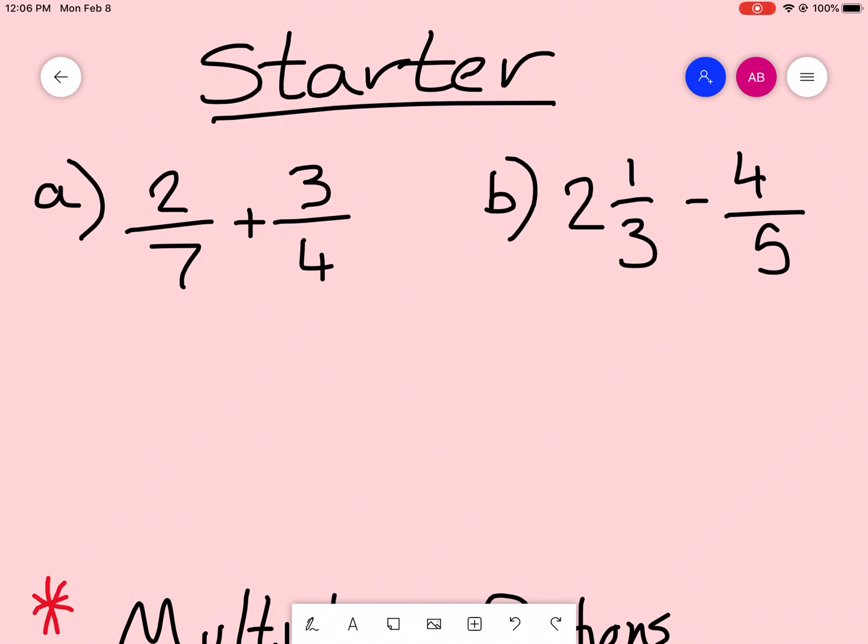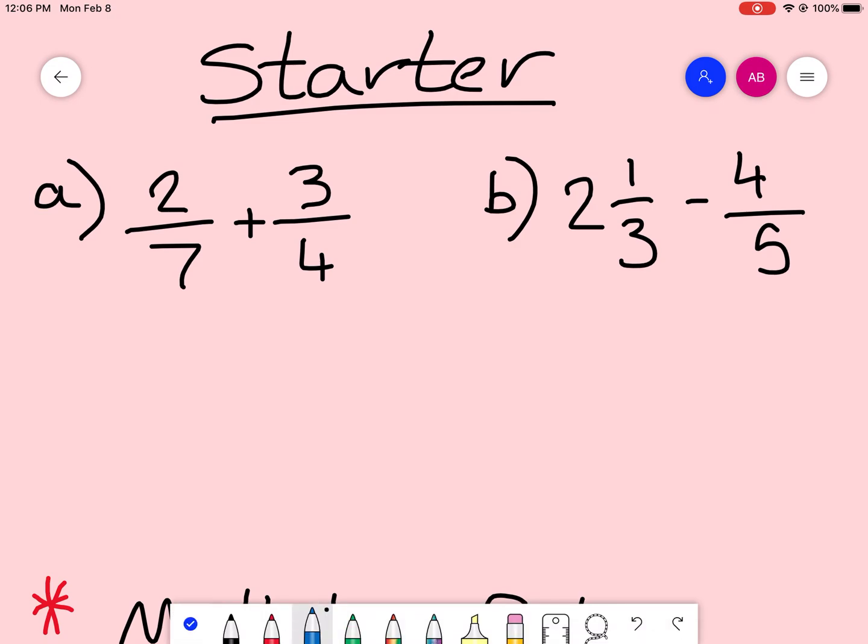Everyone, so this is a video lesson looking at the methods for multiplying fractions. There's a quick starter here based on the stuff we've been doing more recently. Can you complete that first and then come back on the video for the answers? Right, so the answers to these.